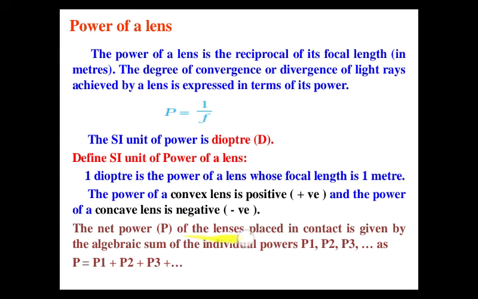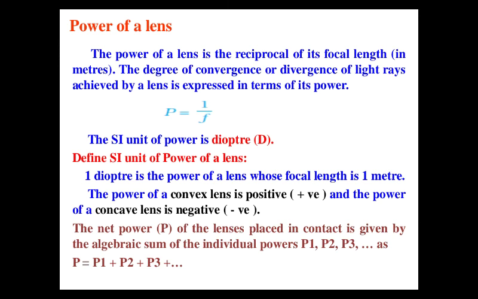Net power of lenses placed in contact is given by the algebraic sum of individual powers. Means we will just add up the powers of different lenses with their appropriate signs, positive or negative. Then we will get the power of a combination of lenses.